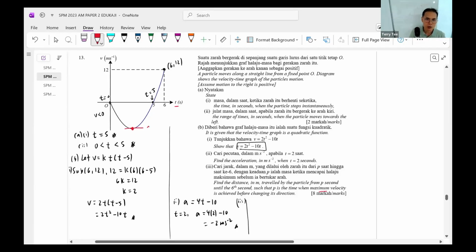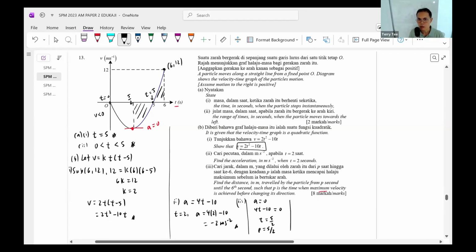At the fastest speed, what's your acceleration? Your acceleration is 0 because your gradient is 0. The gradient of velocity time graph is acceleration. So we let your a be 0. So 4t minus 10 is 0. 10 divided by 4, t is 5 over 2. Okay, now that I know my t is 5 over 2, we know we need to find this one, area under the graph. You see, the question says the distance traveled from p seconds. P is 5 over 2. Maybe I write here p is 5 over 2. Okay, and then before it changes direction.